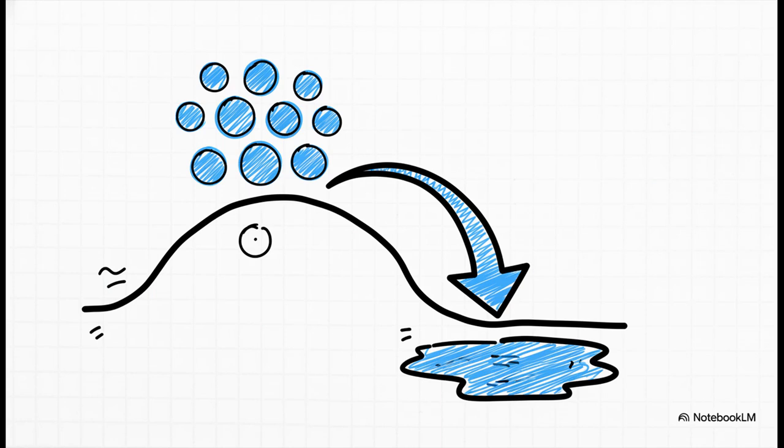Okay, so permeability tells us how easily water can move. But what's the actual force that's pushing it along? Well, that comes down to something called hydraulic head. Now, don't worry about the math. The concept is really simple. It's just a mix of the water's elevation and its pressure. And just like a ball always rolls downhill, water always flows from a point of high energy to a point of low energy. Simple as that.